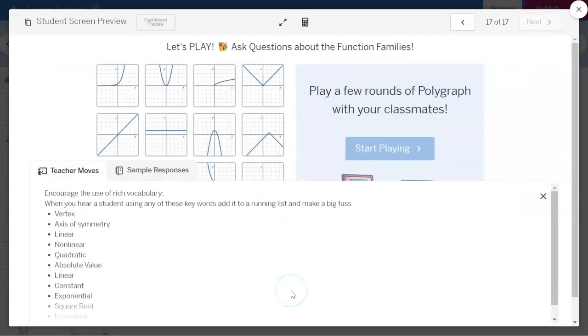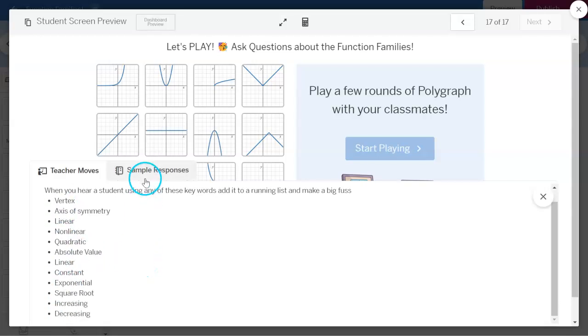And then the fun. They're going to use a polypad to use some of this language. So like I said in the earlier polypad activity, or the polygraph activity, when they use any one of these words, put it up. You could have a running list going up on a screen, and you could just add the words to that list as you hear them said by students. You could add them to the board. Make a big to-do of it. The more language they're using, vertex, axis of symmetry, linear, quadratic, absolute value, constant, square root, increasing, decreasing, vertex, I said that already. Anyway, I put a long list of possible words that kids could use.